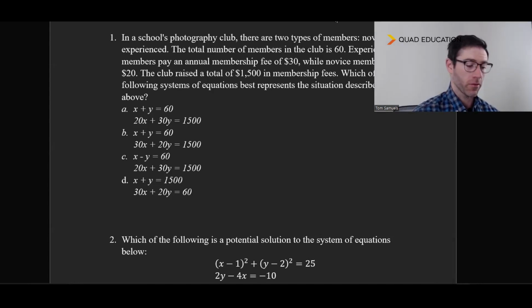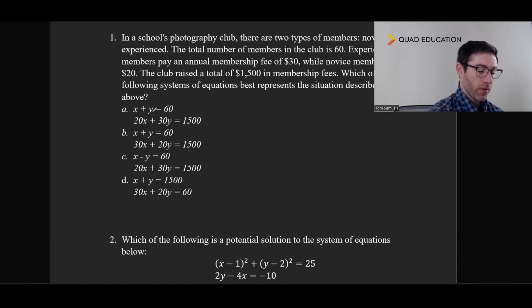Okay, let's take a look at the first one. So per usual, when we have a long word problem, we look to the end first, and it says, which of the following systems of equations best represents the situation described above? And so what we're basically going to do is turn all these words into some math. So in a school's photography club, there are 2 types of members, novice and experienced. The total number of members in the club is 60.